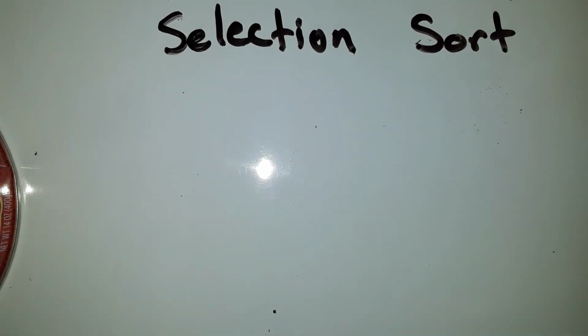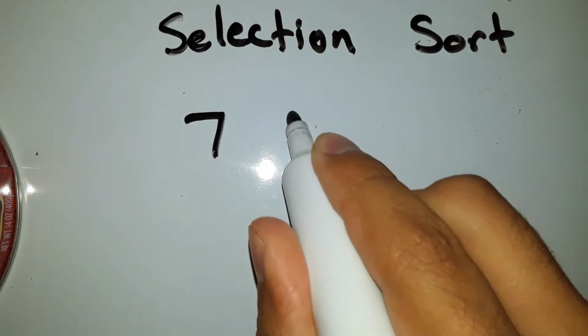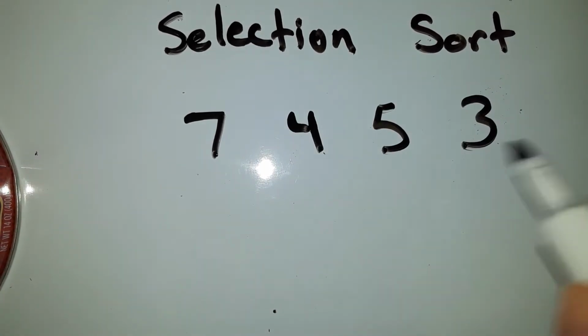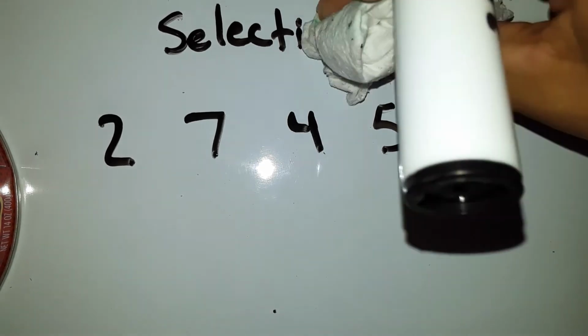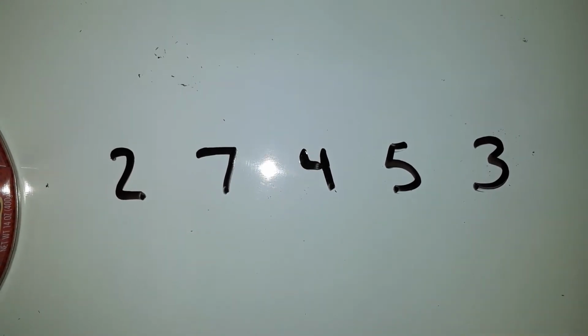So to explain selection sort, let's just get a random array of numbers. So let's say 7, 4, 5, 3, and let's just say 2. Okay. So the way that selection sort works is we're going to have 2 pointers.